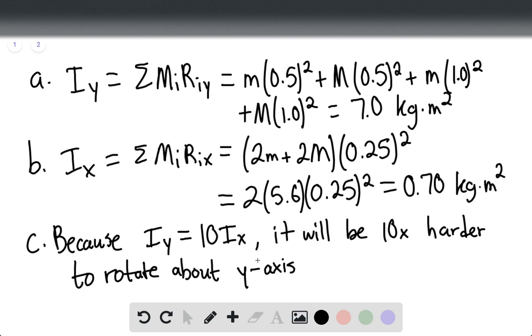So because the moment of inertia about the y-axis is 10 times greater than the moment of inertia about the x-axis, it's going to be 10 times harder to rotate about that vertical axis. That's the end of the solution.